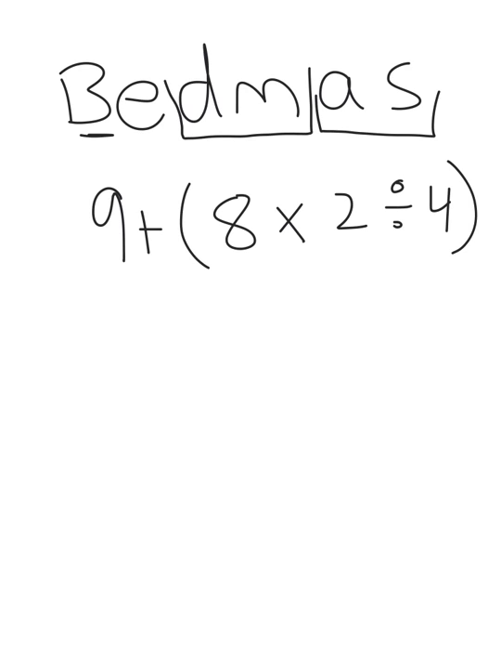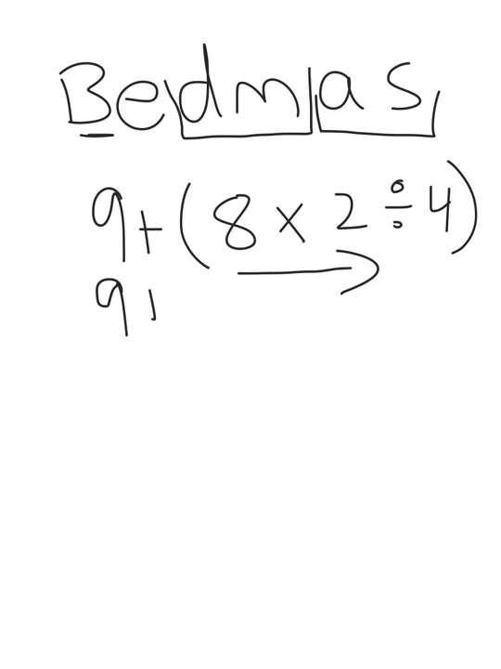There's both. So even though D comes before M, they're on the same level. So I'm working from the left to the right, and I see that the multiplication comes first. So 8 times 2. The other thing to remember here, guys, is please, please, please write down your steps. It's the best way to avoid making mistakes.